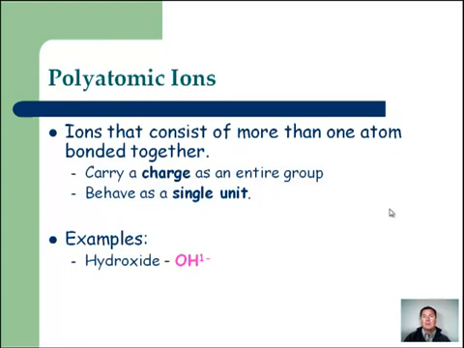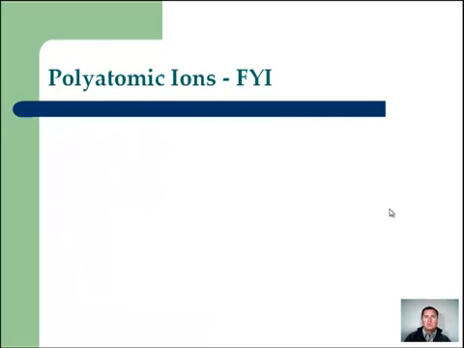Hydroxide, OH minus 1. Oxygen and hydrogen bond together, and overall they carry a -1 charge. Carbonate, CO3. Overall it has a -2 charge. And ammonium, NH4 plus 1. This is our only positive polyatomic that we'll need to know, by the way. Okay, so let's look at how we can use these.